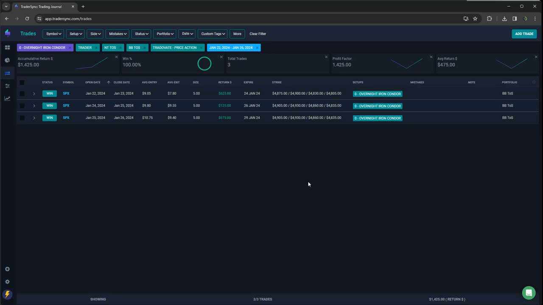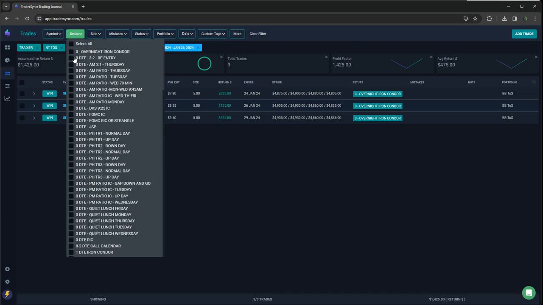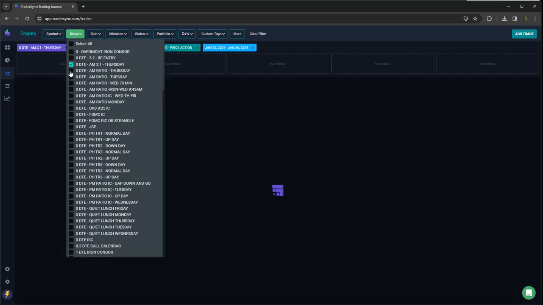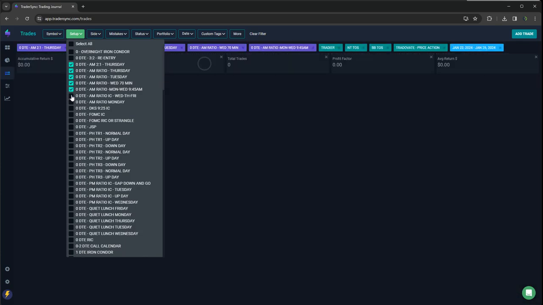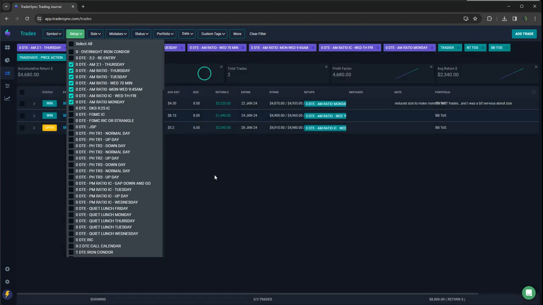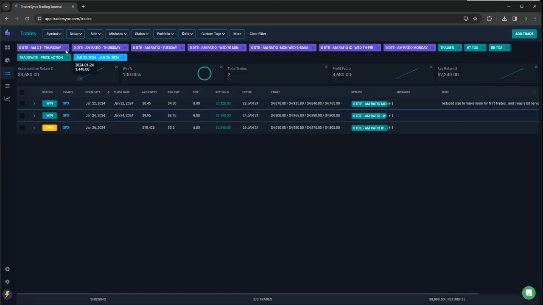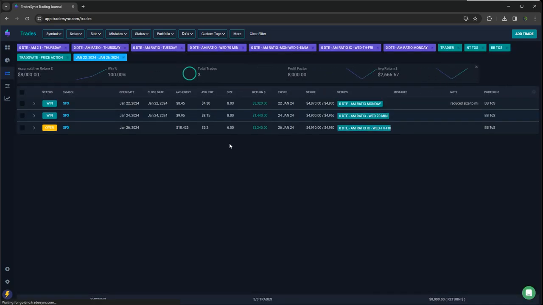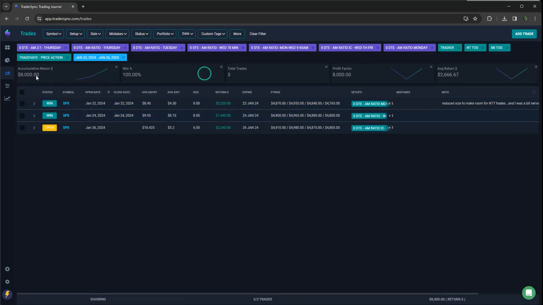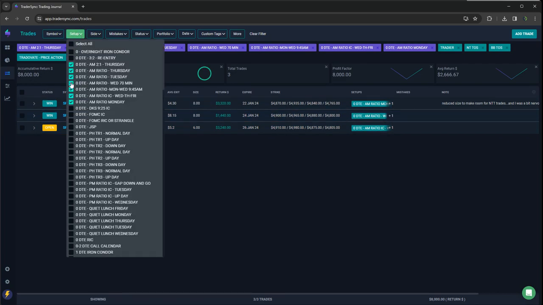All right, so let's go through zero DTE first. The first strategy is an overnight iron condor. Three small winners there, plus 1425 on the week. No re-entries. AM trades: three for three on the AMs. Let me refresh that. Exactly 8,000. Actually, after the long settle on this one, it'll be a little bit shy of 8,000 for those three trades.